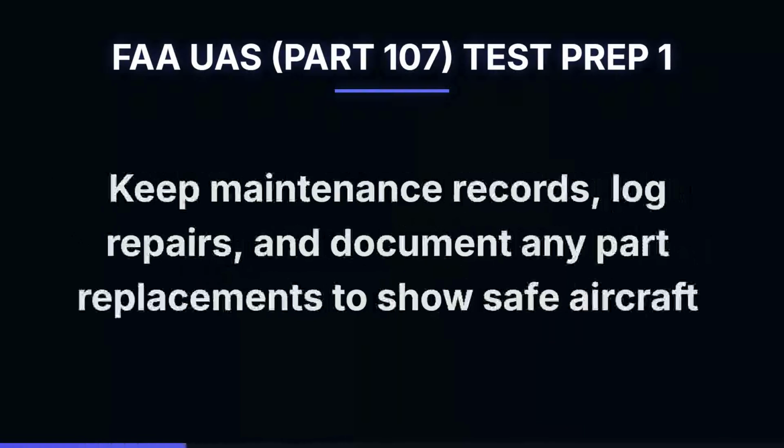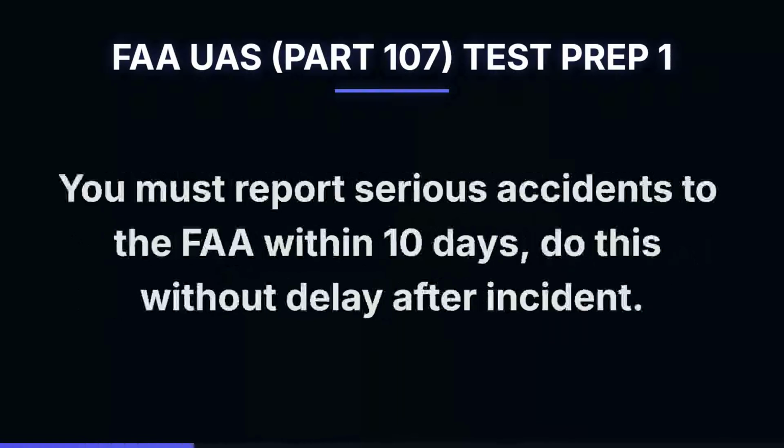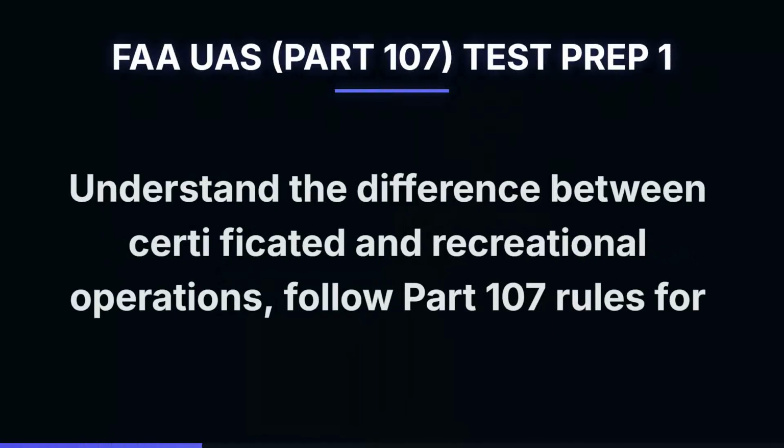Keep maintenance records, log repairs, and document any part replacements to show safe aircraft condition. You must report serious accidents to the FAA within 10 days. Do this without delay after incident. Understand the difference between certificated and recreational operations. Follow Part 107 rules for commercial flying.